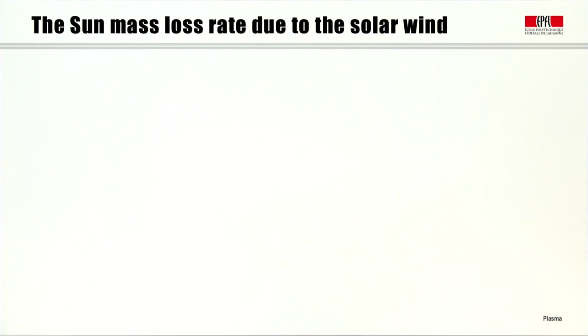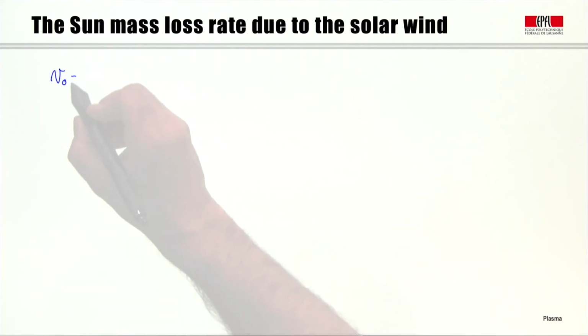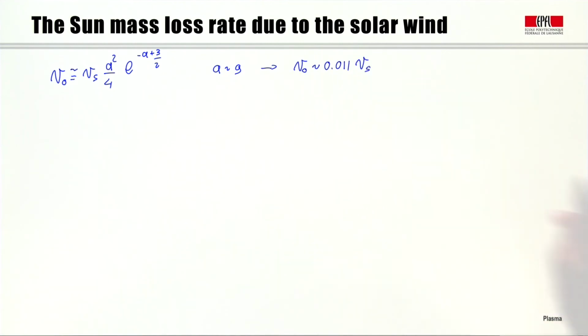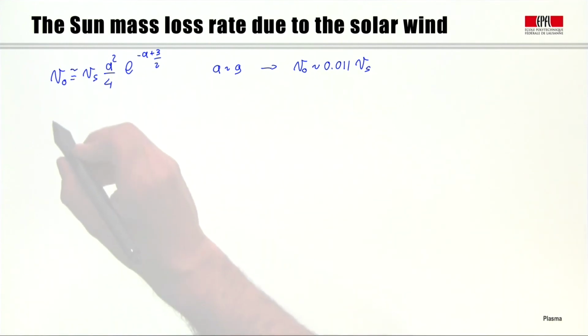Now, using these results, let's plug in some numbers and let's compute the Sun's mass loss rate due to the solar wind. First of all, let's compute the starting velocity for the supersonic wind. We find out that the starting supersonic solar wind velocity is approximately 100th times the sound speed in the solar corona. We can then compute the mass loss rate in the following way.